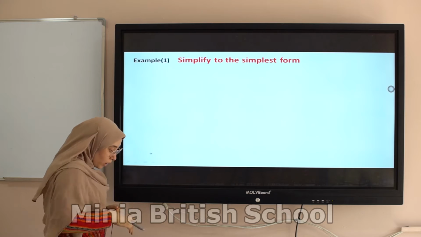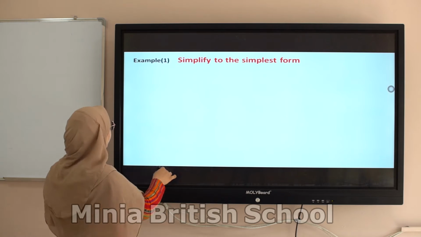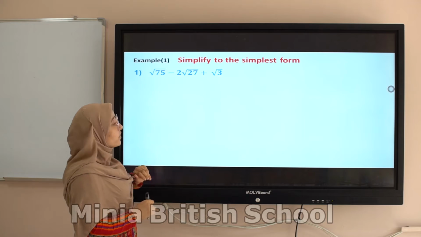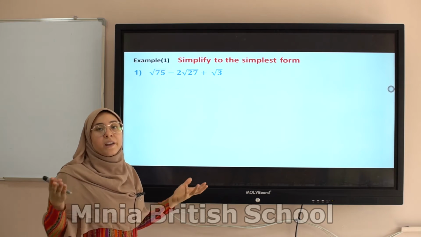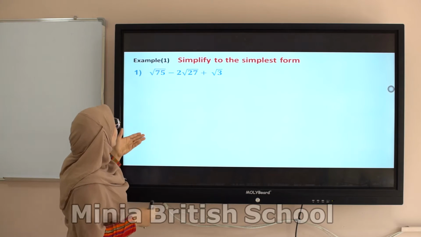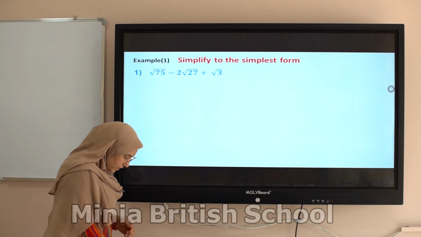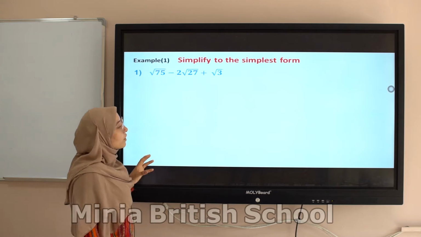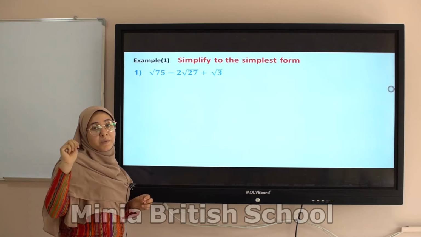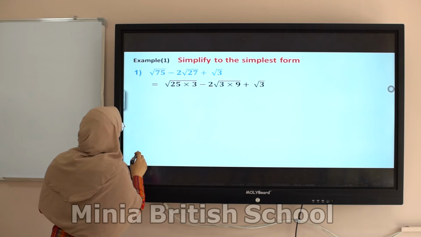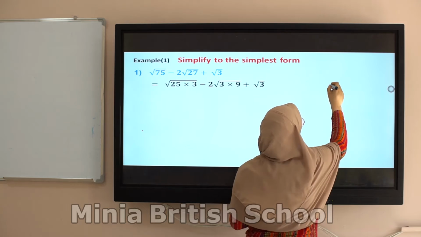Now, example number 1: simplify to the simplest form. The first one, root 75 minus 2 root 27 plus root 3. Now I need to simplify. Can I find root 75 without a calculator? Yes. First, you can factorize 75 into its prime factors. Like this, I will simplify 75, okay?